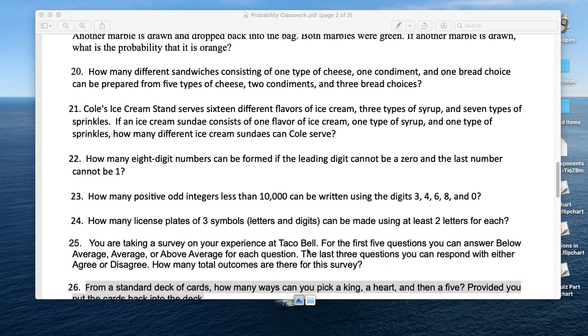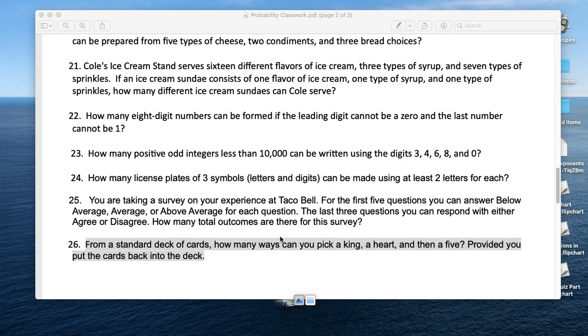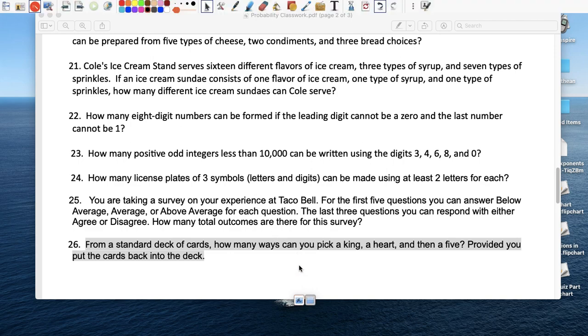How many 8-digit numbers can be formed if the leading digit cannot be 0 and the last one cannot be 1? So 8-digit numbers: 1, 2, 3, 4, 5, 6, 7, 8. So this one cannot be a 0. So the first, the leading spot, can't be a 0.